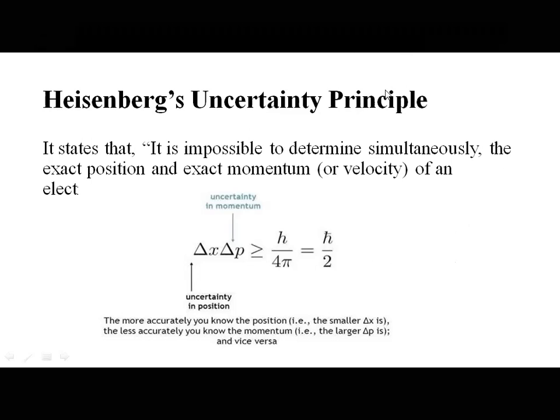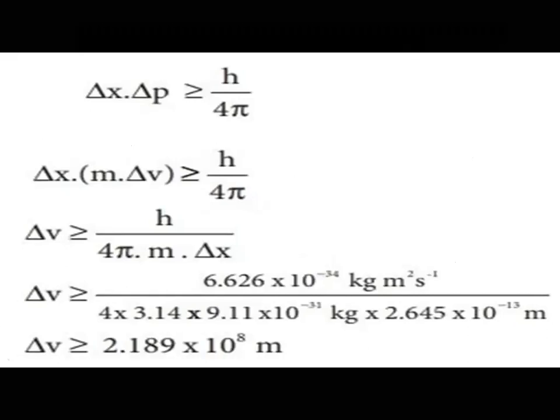It is impossible to determine simultaneously the exact position and exact momentum of an electron. The more accurately you know the position, the less accurately you will know the velocity, that is momentum. So delta x into delta p is greater than or equal to h upon 4 pi. Delta p is nothing but change in momentum, the uncertainty in momentum, which can be written as m delta v. I cannot use delta m here because mass does not change. Yes, velocity may change. There might be error in the velocity, but not error in the mass.